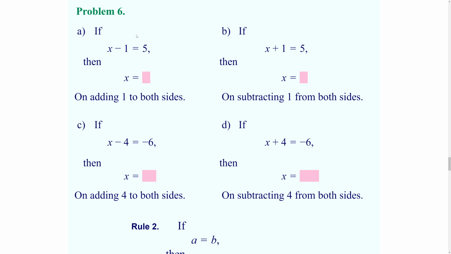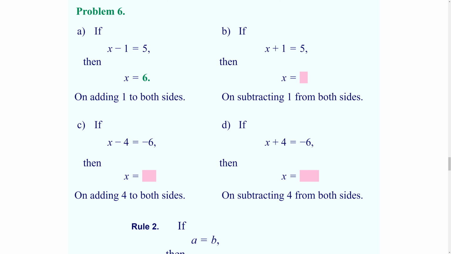If x minus 1 equals 5, then x equals... we need to get rid of this negative 1, so we add 1 to the left-hand side, and if we add 1 to the right-hand side, we get x equals 6.